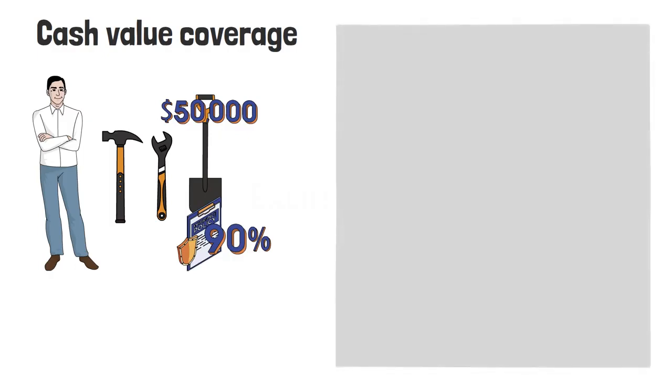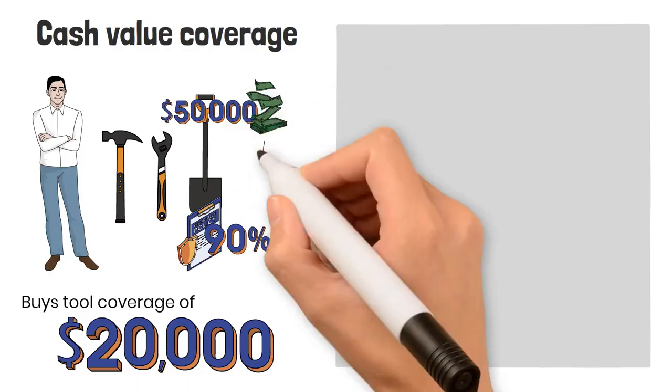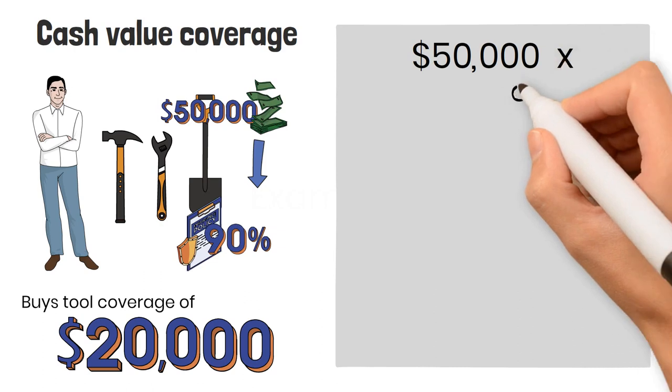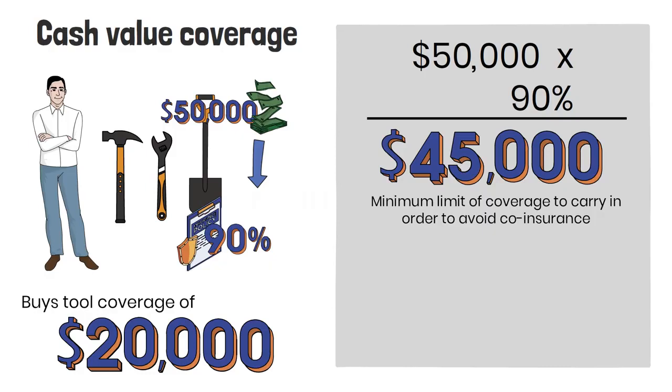Our contractor works at several job sites and never has more than $20,000 worth of tools at one job site, and so buys tool coverage for $20,000. Let's begin our coinsurance calculation. $50,000 worth of tools must be insured to at least 90%. To get the minimum required limit, you would take $50,000 times 90% for a total of $45,000. $45,000 is the minimum limit of coverage to carry in order to avoid coinsurance. Our contractor is only carrying $20,000 of coverage, but should have been insured at least $45,000.